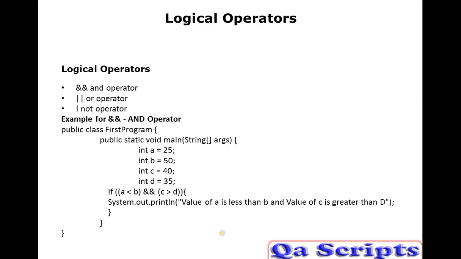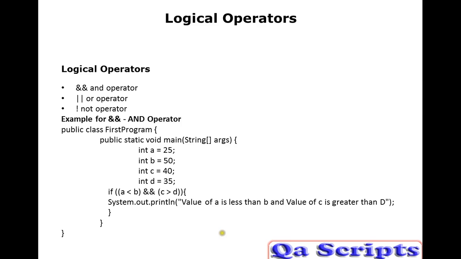Here I have said at the first, left part, a is less than b. Yes, 25 is less than 50. The condition of that particular bracket will be true. Then at the right side of the AND operator, that is c greater than d. Yes, 40 is greater than 35. So here also the condition of the statement is going to be true.